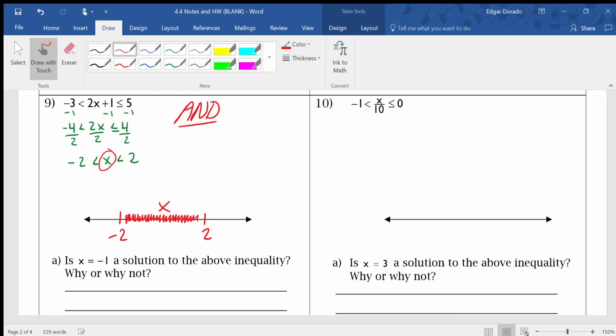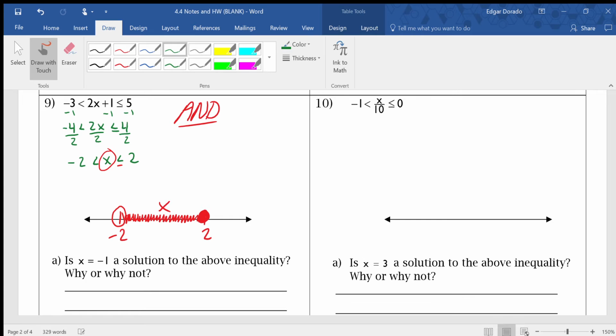All right, now it's a matter of finding out what symbols I have to use, okay? Well, this one was just a less than by the -2, so it's just an open circle, but this one by the +2 is a less than or equal to, so that one is shaded. All right, so hopefully you guys got that for your answer on number 9. Now let's try out number 10.